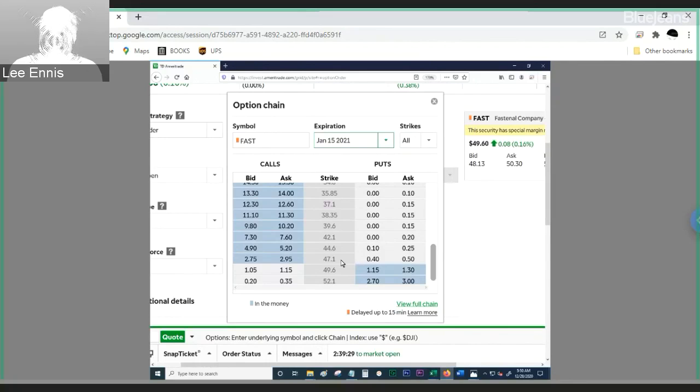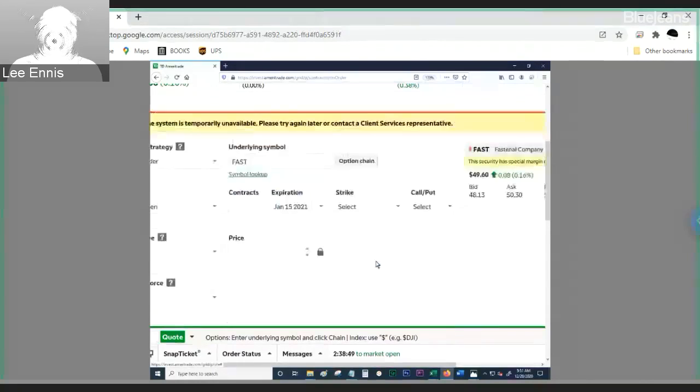Someone will pay us $40 to buy this stock at $47. And the best part about this is we have until January 15th to do so, which is only like 2 weeks away. Now, if January 15th gets here and the stock price does not drop further than $47, nothing happens. We keep our money, and then at that time we can decide to either buy 100 shares of Fastenal or we can just sell another put contract. Okay, so let's click on this one and let's see what it gives us here.